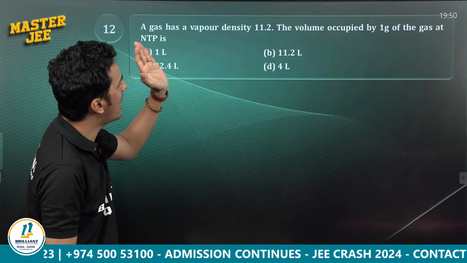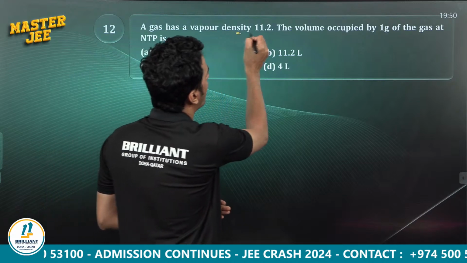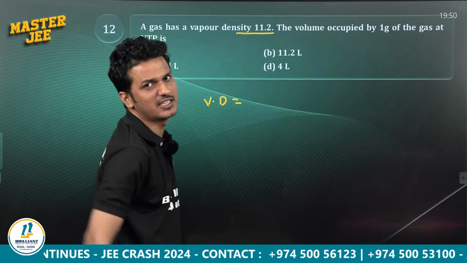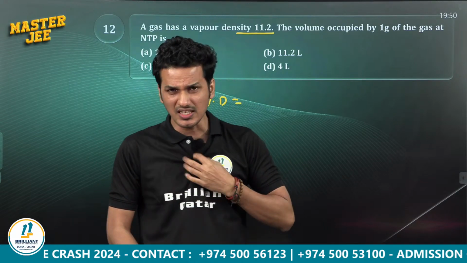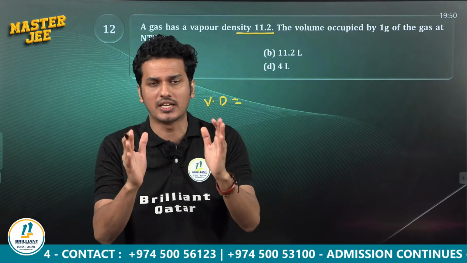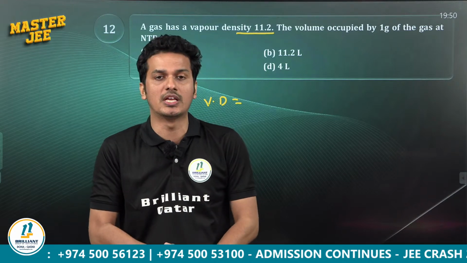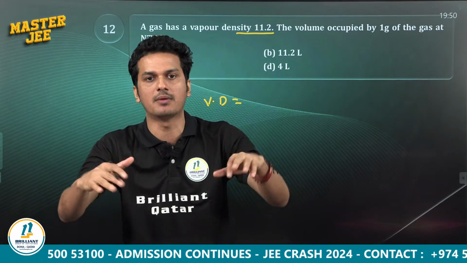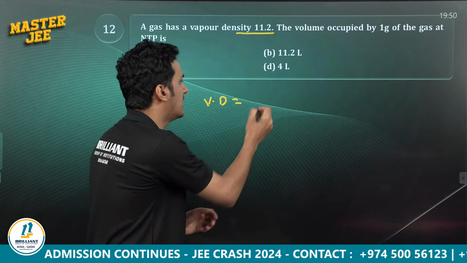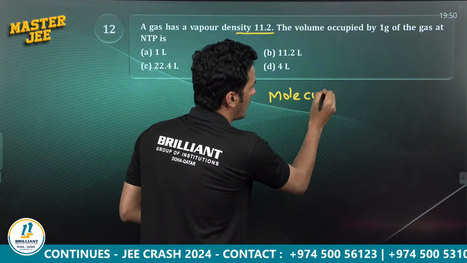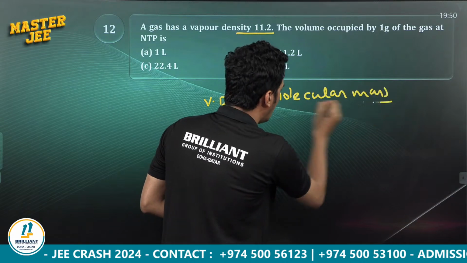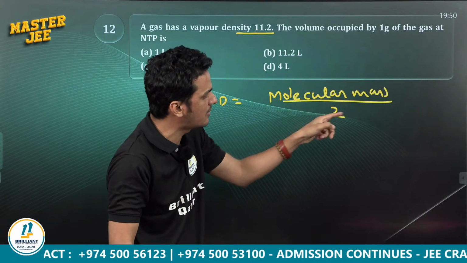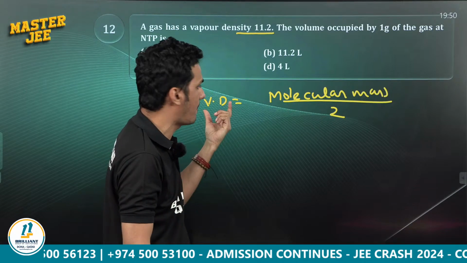What's the question? A gas has a vapor density 11.2. Guys, what do you mean by vapor density? Vapor density actually gives how many times heavier your molecule is than hydrogen. So the idea is your molecular mass divided by mass of hydrogen. Mass of hydrogen is 2. That means how many times heavier our molecule is than hydrogen. That is the vapor density.